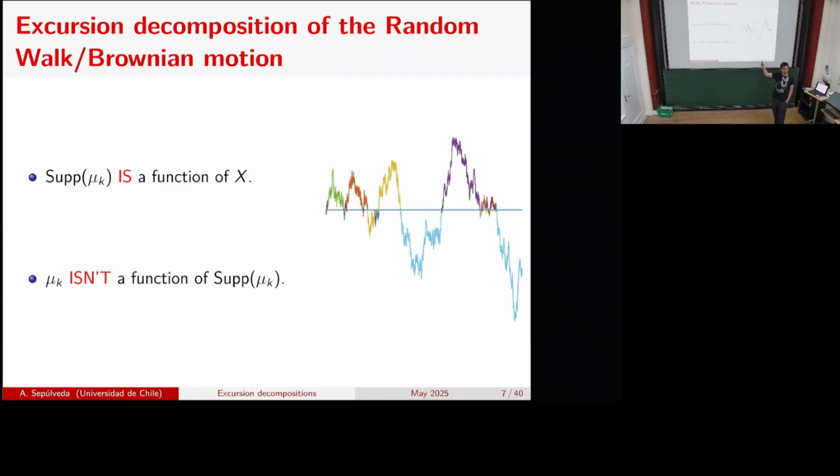In this slide we're going to see it for each model, and it's going to discuss the measurability of excursion decompositions. In the case of Brownian motion or random walk, the support of the measure is a function of the field itself. And what is the support of the measures? Here they are just intervals. If I see the Brownian motion, I see exactly which are the excursions. This looks quite obvious at this point, but we will see that this is not always the case. However, the measures themselves, meaning the values of the Brownian motion inside this interval, are not a function of the support. I just know the length.